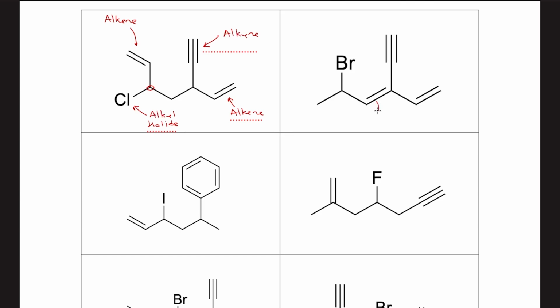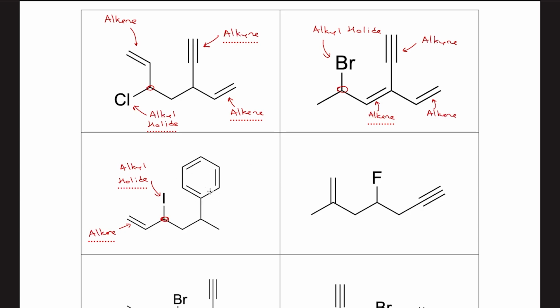The next problem, again, I see an alkene, another alkene, and an alkyne. I do see this bromine, and it's connected to an sp3 hybridized carbon, meaning that we do have an alkyl halide. The next group, I see our alkene. I see an iodine, that's a halogen, that is connected to an sp3 hybridized carbon, meaning we do have an alkyl halide.